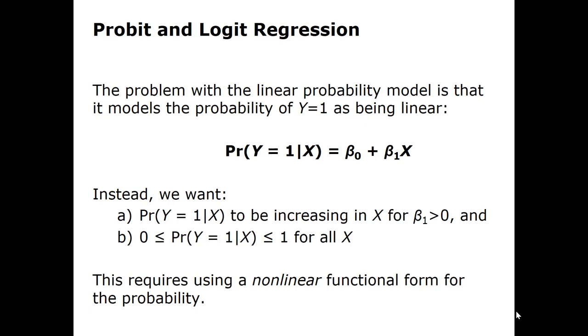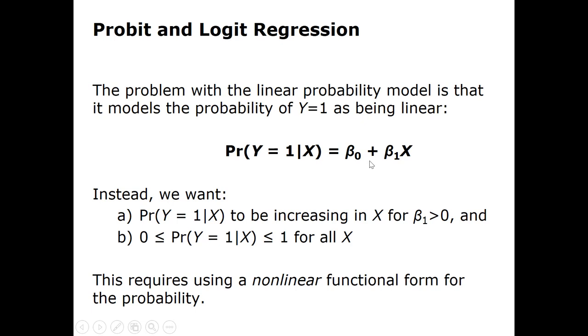Now previously we looked at the linear probability model and we concluded that the probability of our dependent variable taking a value 1 is modeled as a linear function. As you can see here, that's the probability of y taking a value 1 given x, where the dependent variable is basically a linear function.